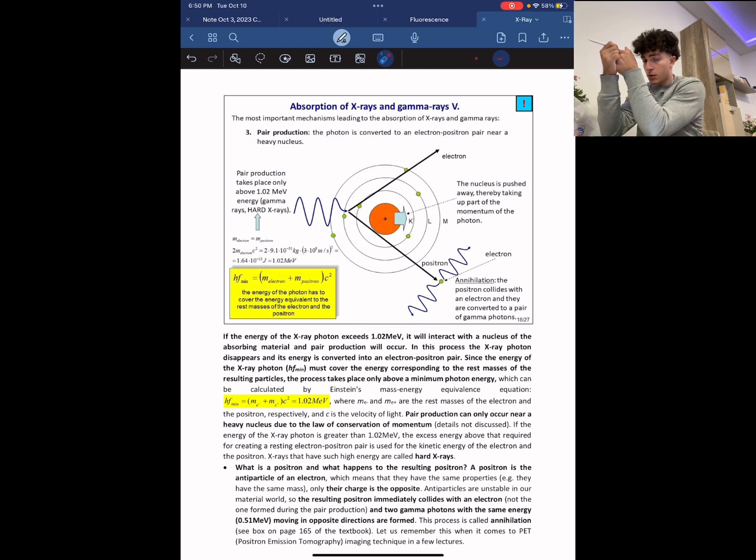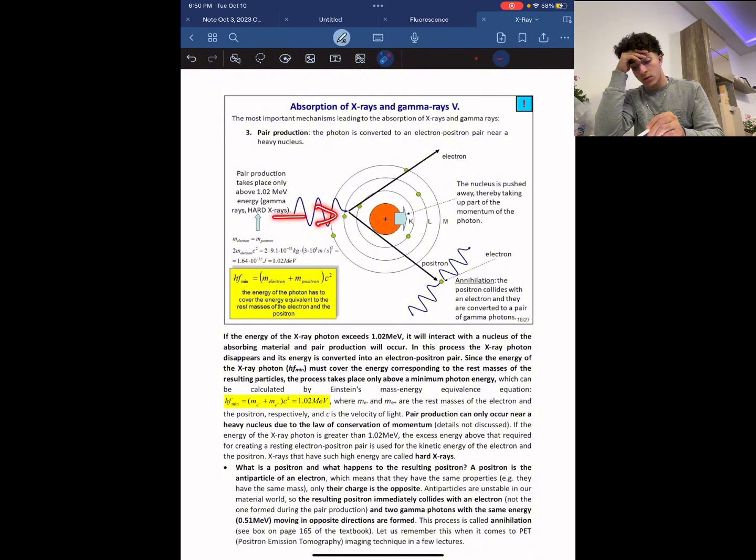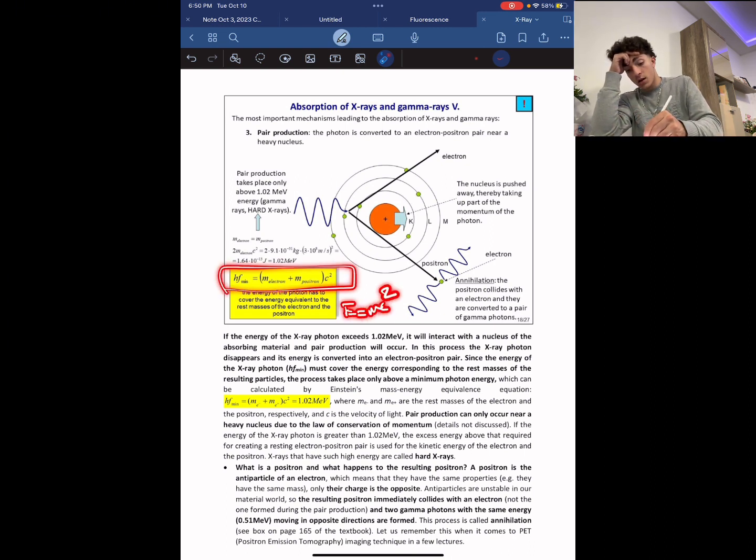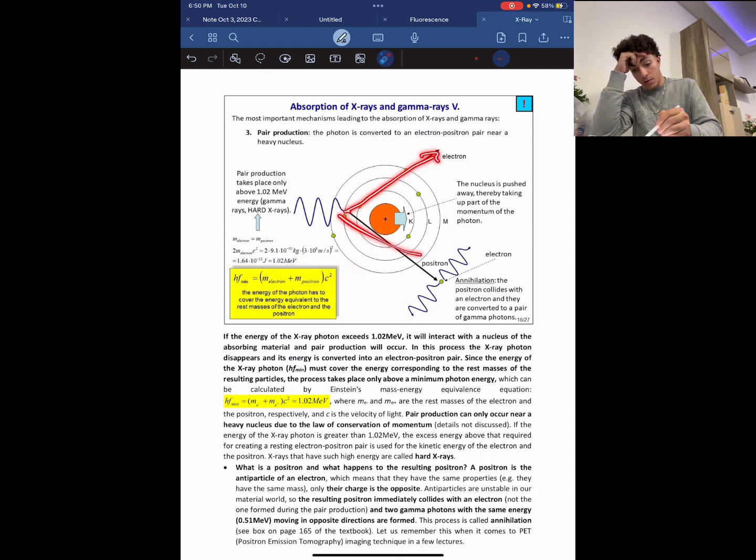You need a heavy hand to keep the gun stable so you don't hit yourself in the face with the recoil. So you have an X-ray photon. Due to this heavy nucleus, the X-ray photon is then converted to mass. This is Einstein's equation here, E equals mc squared. And as it's converted to mass, it gets turned into an electron and a positron.